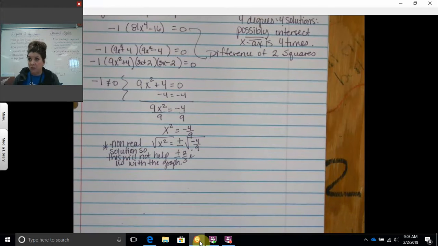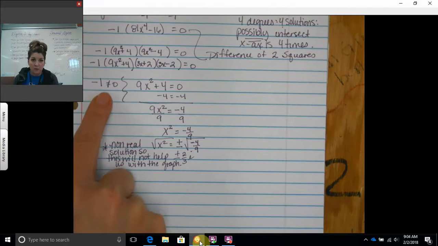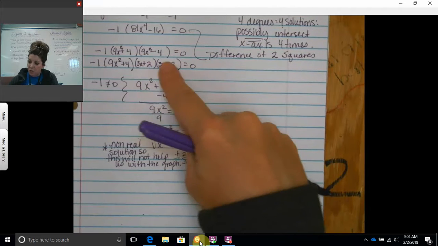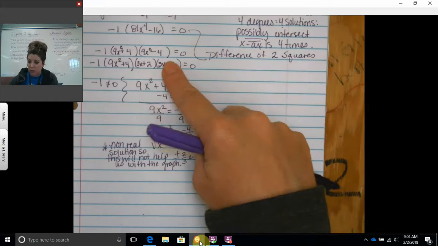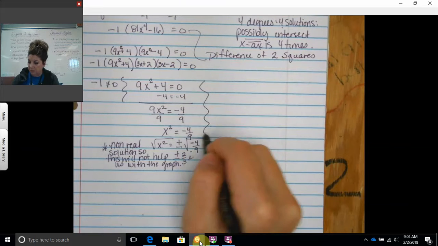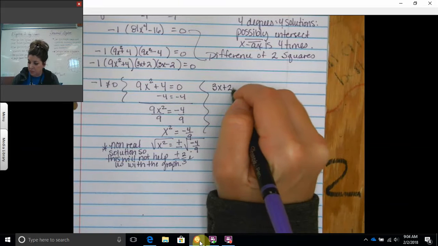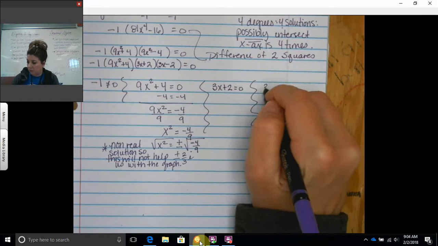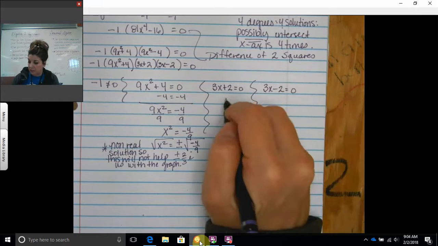But that counts as two solutions, right? Positive 2/3 i is a solution, negative 2/3 i. Because I know it has 4 degrees, so there will be 4 solutions, imaginary and real. So that is 2 of our solutions. Negative 1 equals 0 is not a solution. And then we know these aren't squared, right? So we won't be taking the square root. We'll get one solution from 3x plus 2, and we'll get one solution from 3x minus 2. So it'll cross the graph in just those 2 places. So I'll set both of those equal to 0 and just solve for x.